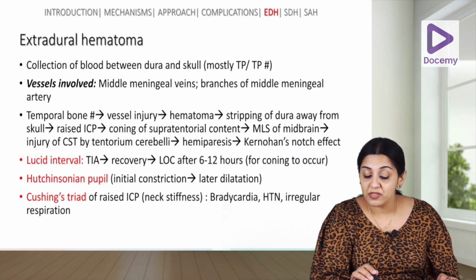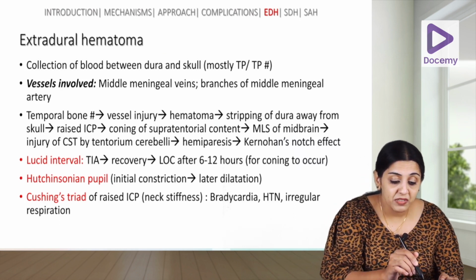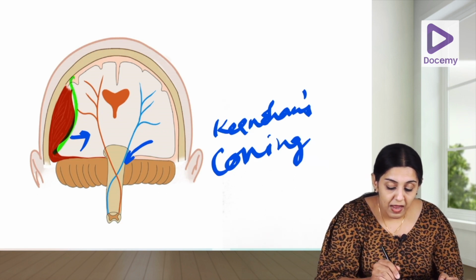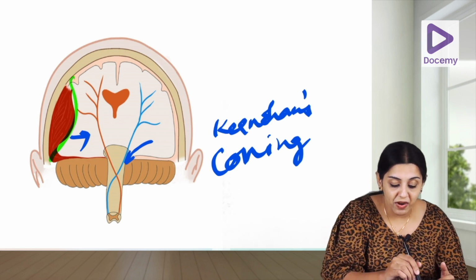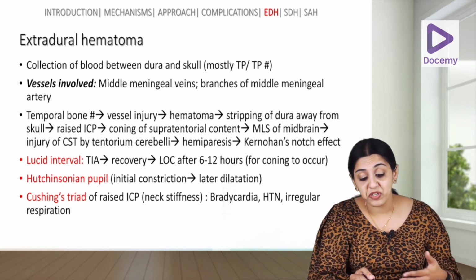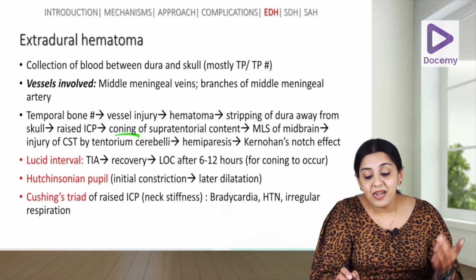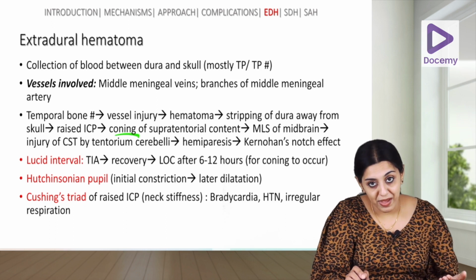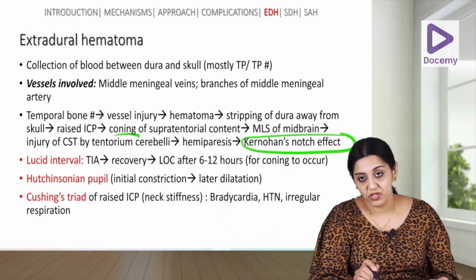Temporal bone fracture causing vessel injury, causing hematoma, and that actually strips the dura. If this is the dura and this is the skull, this dura is getting separated from the skull. Then what happens? That will raise the intracranial pressure. Coning occurs of the supratentorial content. Midline shift of the midbrain occurs. Injury to the corticospinal tract, hemiparesis. Earlier described already as Kernohan's notch effect.